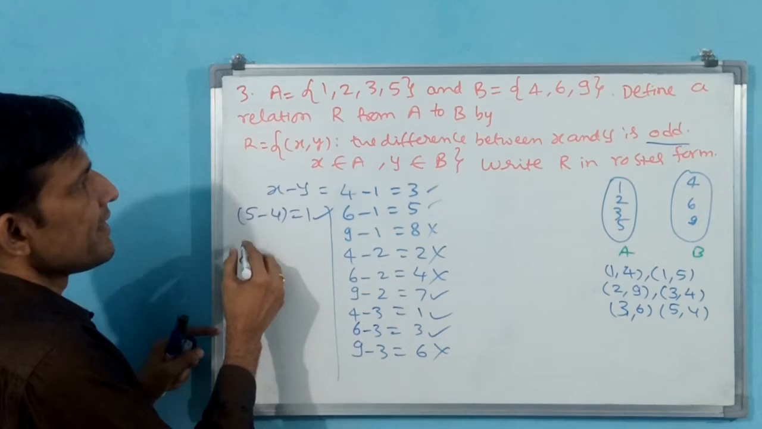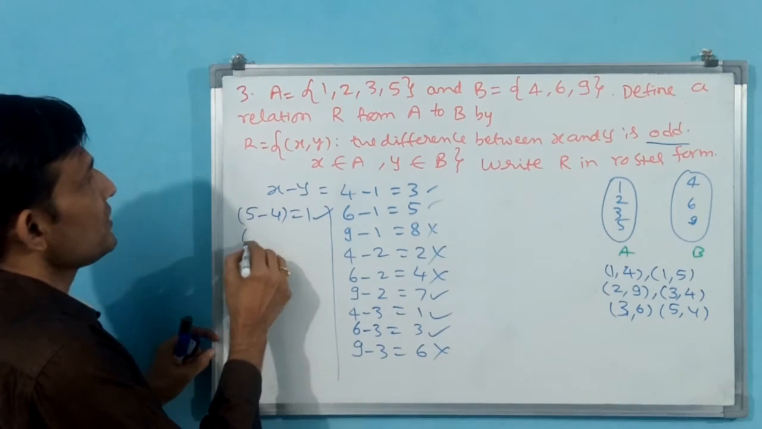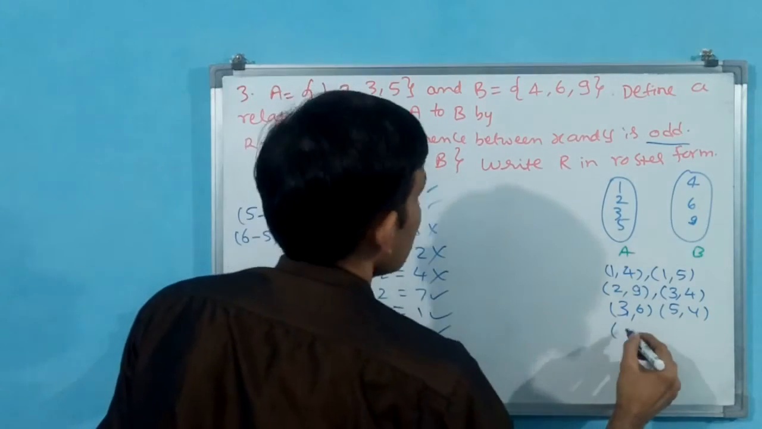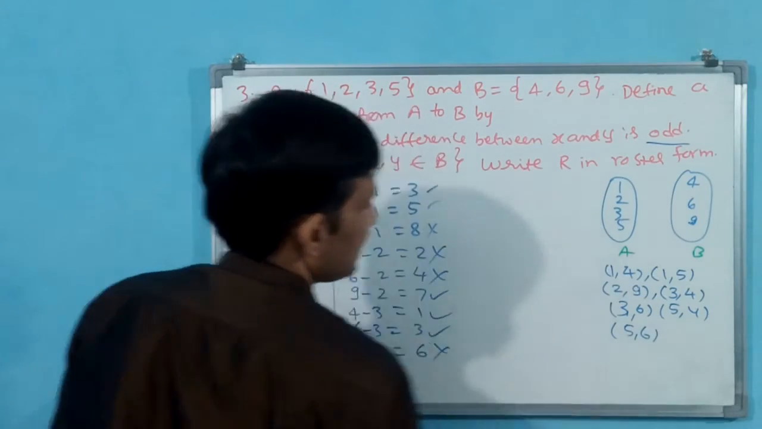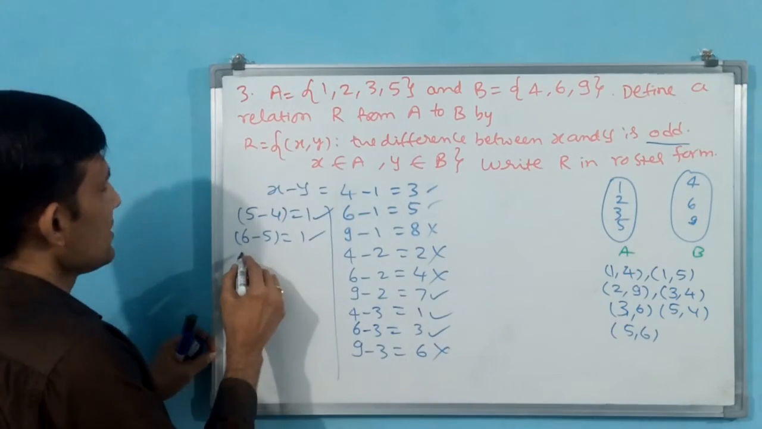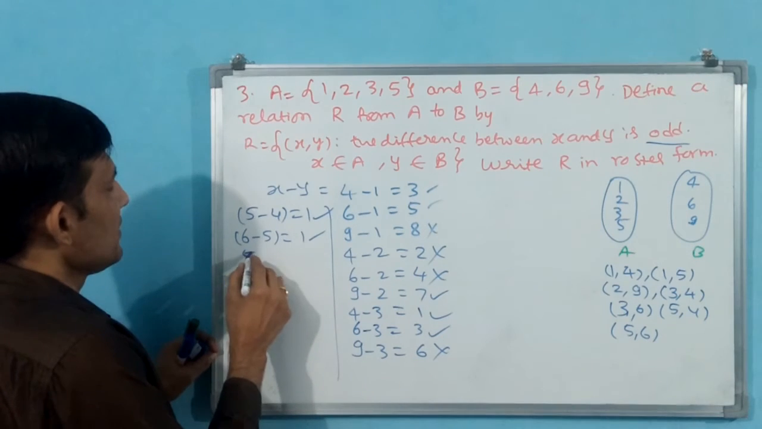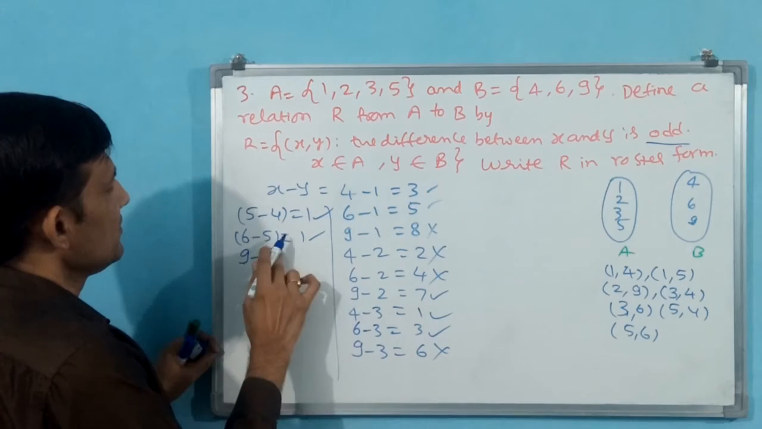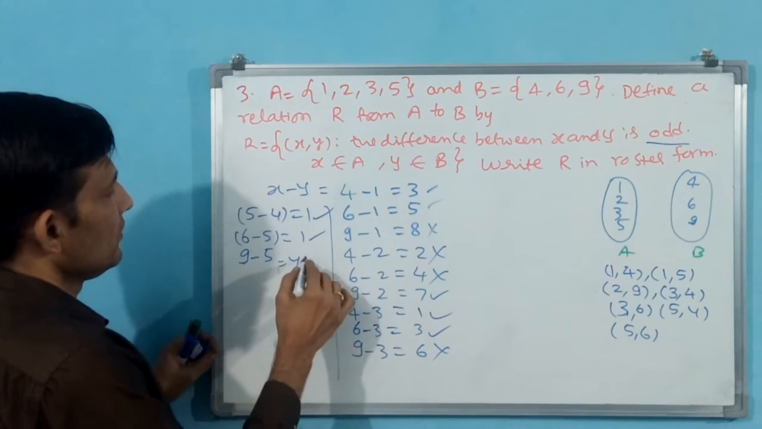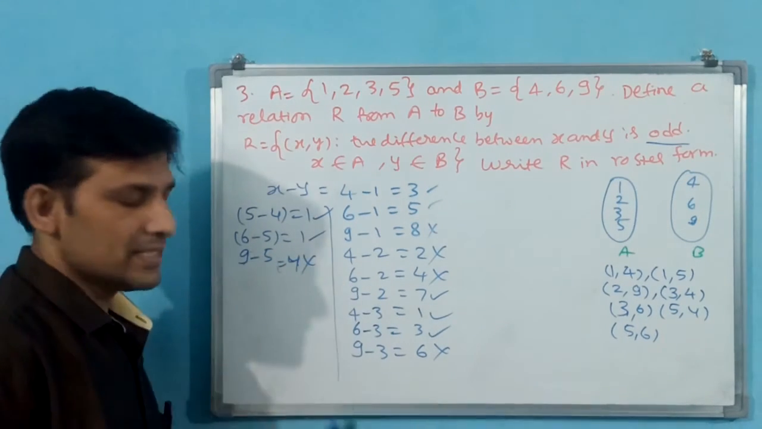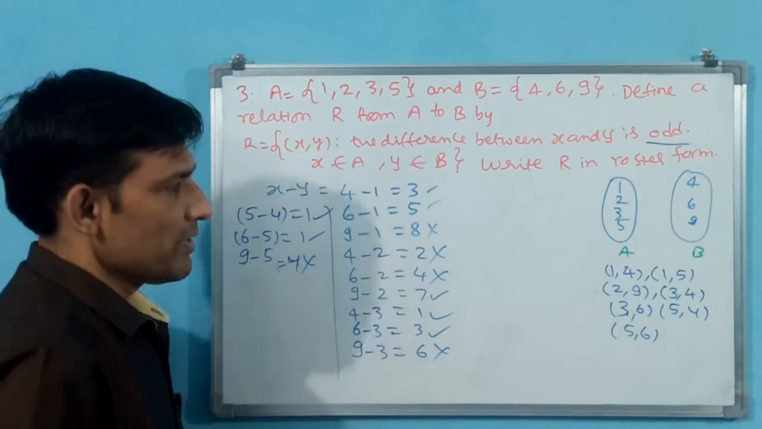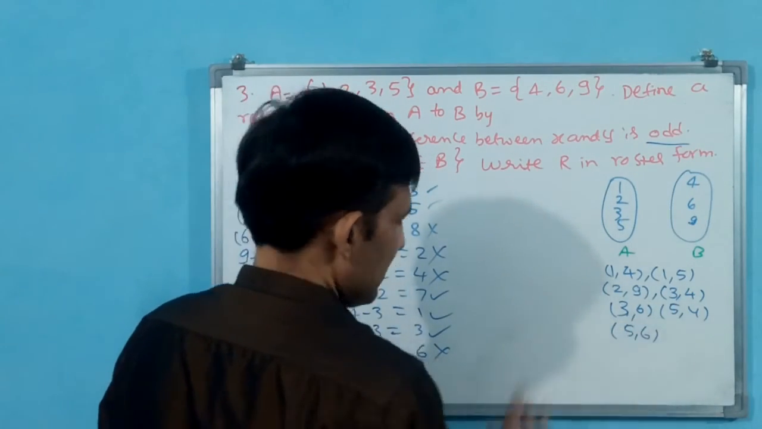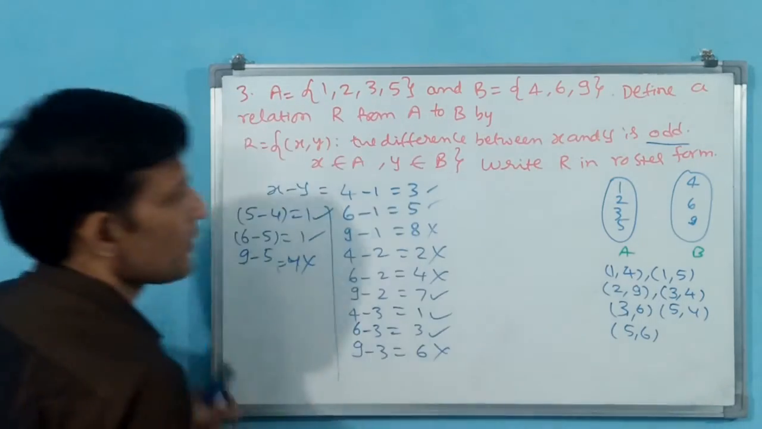Next, 6 minus 5 is 1. Yes, this is also correct. That means (5, 6). Last one, 9 minus 5. 9 minus 5 is equal to 4. No, this is an even number. That means 1, 2, 3, 4, 5, 6, 7 elements are going to come in roster form.